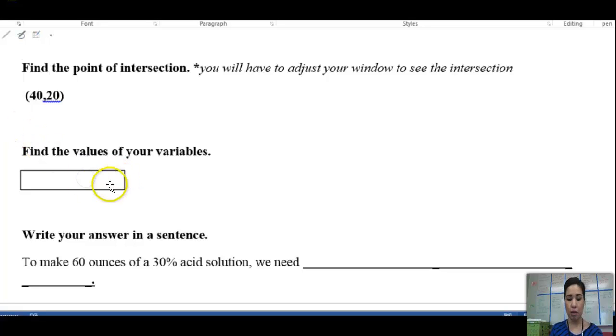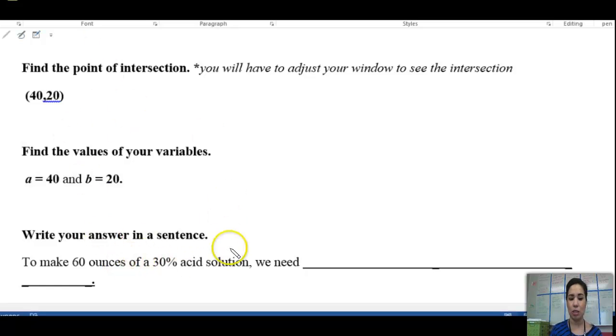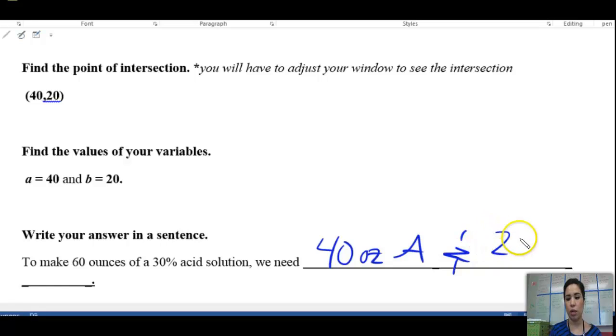And so to state the values, we just write that in words. A is 40, B is 20, write it in a sentence. So to make 60 ounces of 30% solution, we are going to use 40 ounces of A and 20 ounces of B.